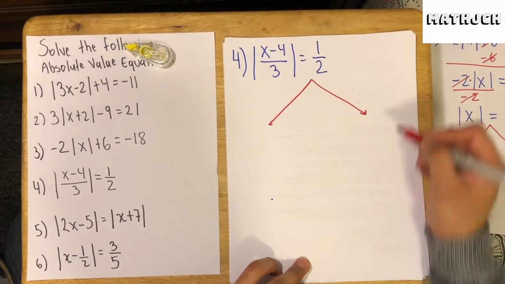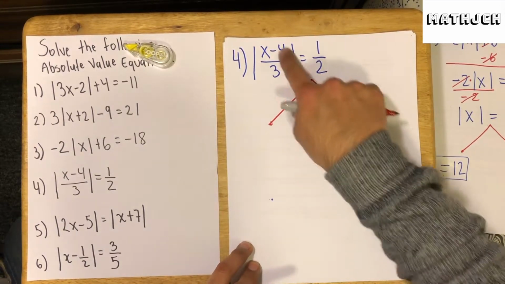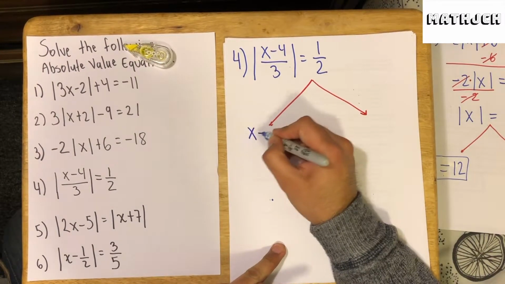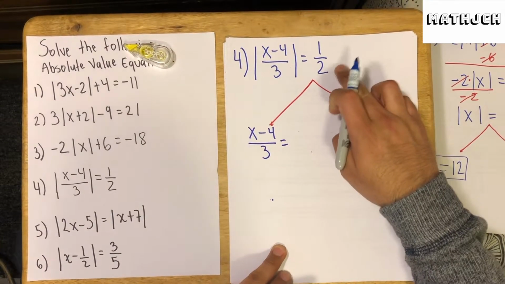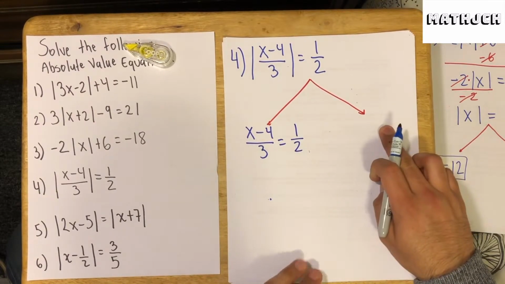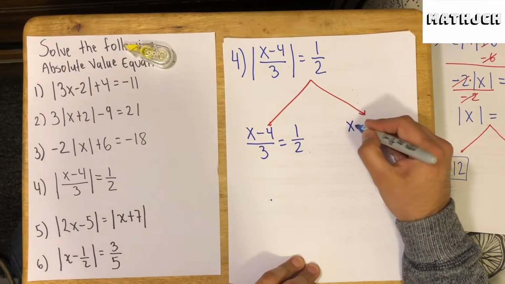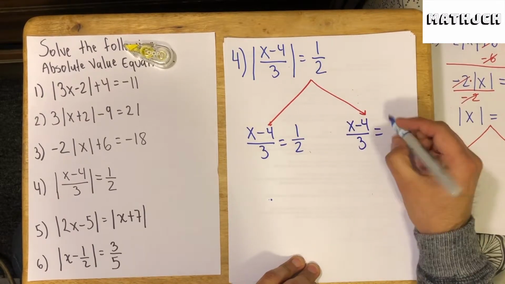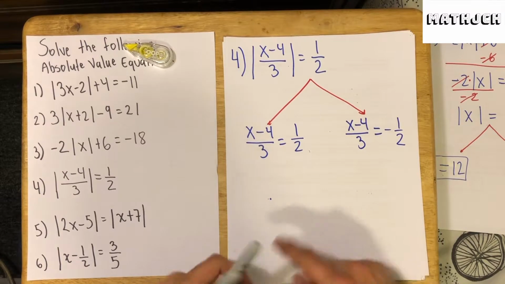Now, since the absolute value is already by itself, the next step is to break it down into our two cases. Case number 1 will be everything inside the absolute value, again without the absolute value, equals the positive of this number, which is 1/2. My next case will be everything inside the absolute value, without the absolute value, equals the negative of this number. Now, solve for x in each case.